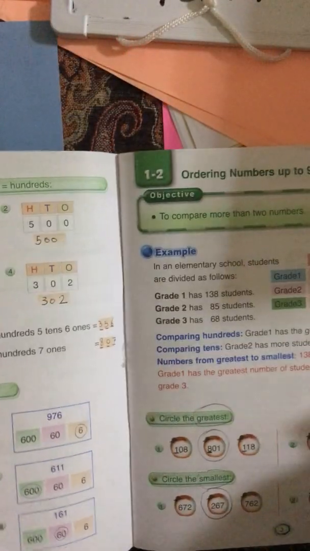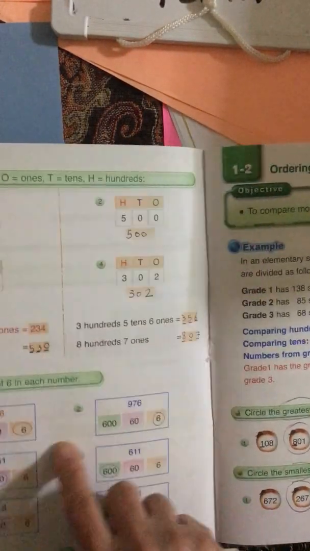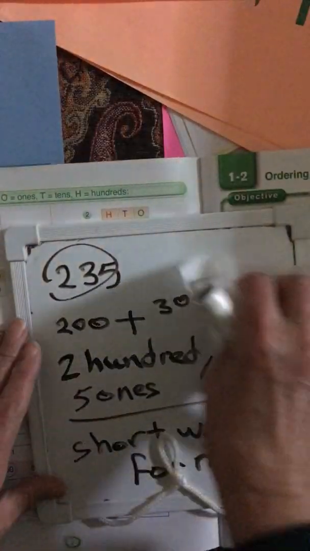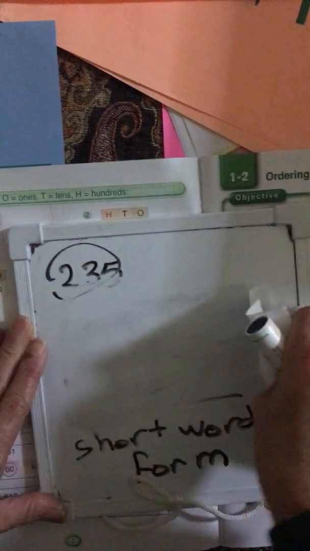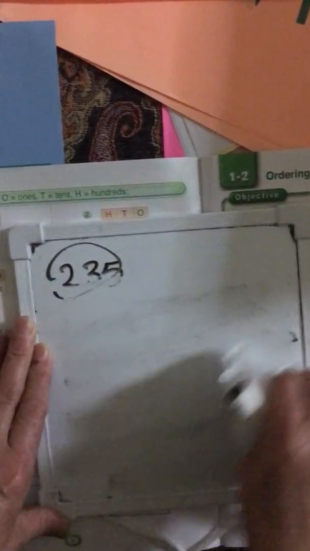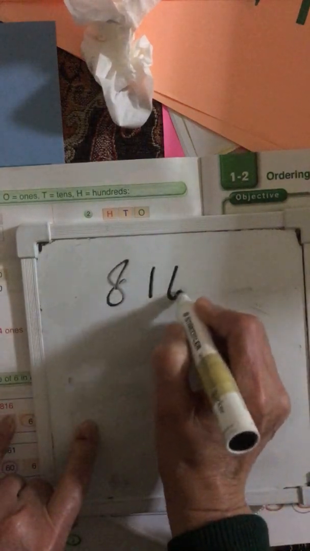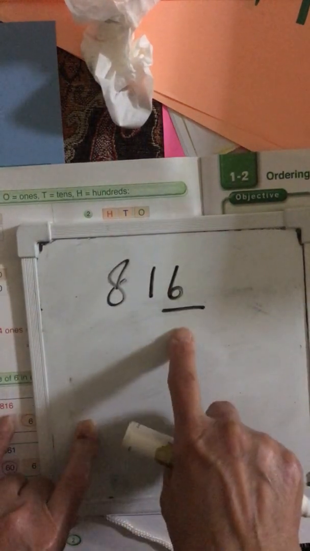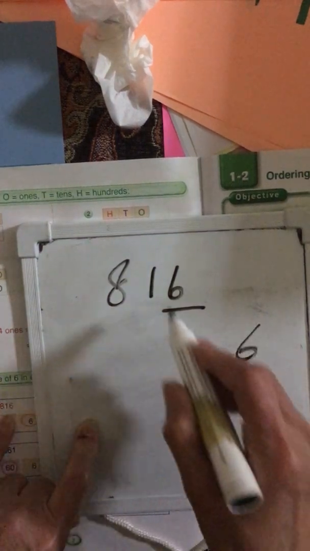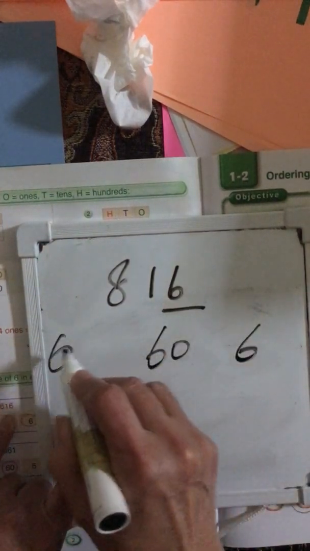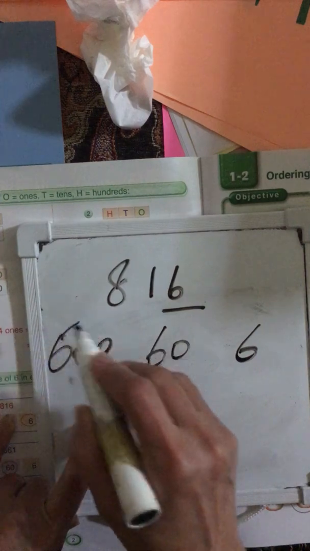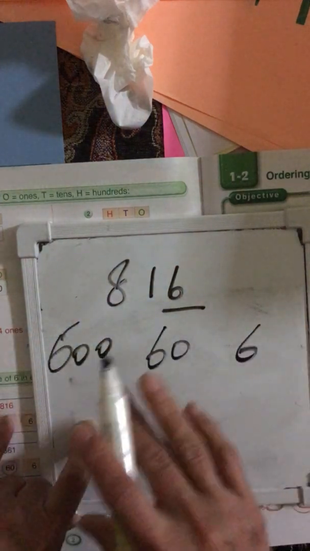Now, here, for example, they gave you this question. They gave you a number and they are asking about the 6, the value of the 6. For example, they have 816, okay? They underline the 6 and they ask, is the value of 6 equal to 6, 60 or 600? One of these answers is correct, the rest are wrong.